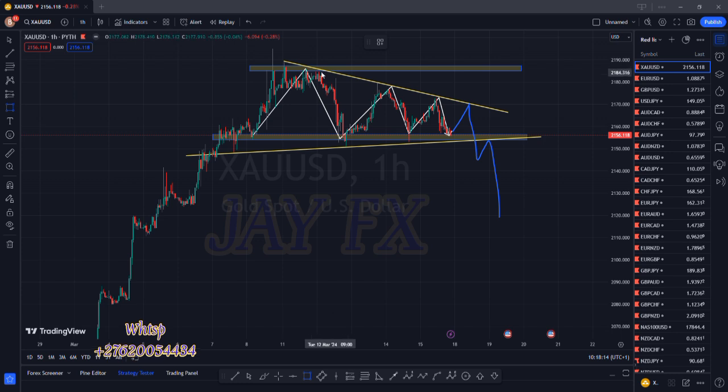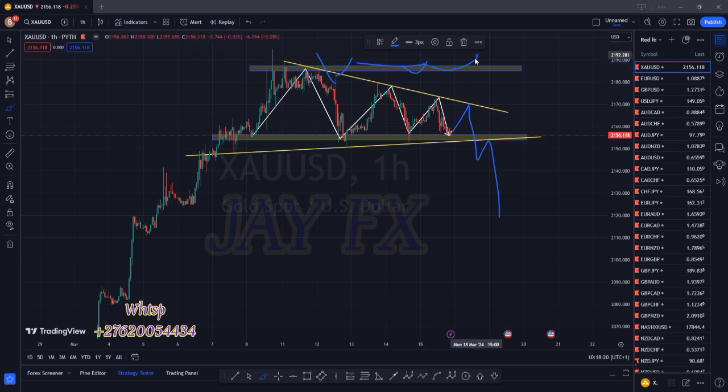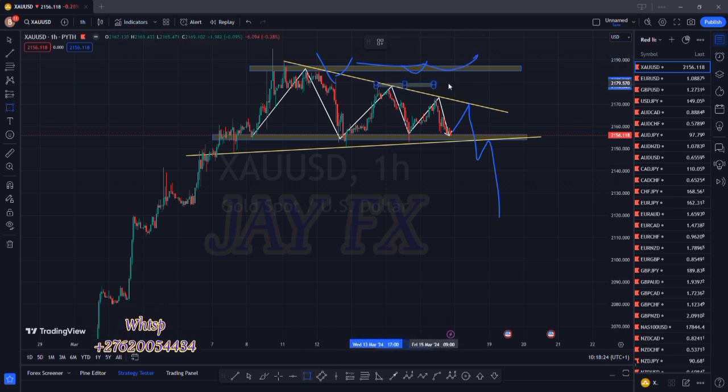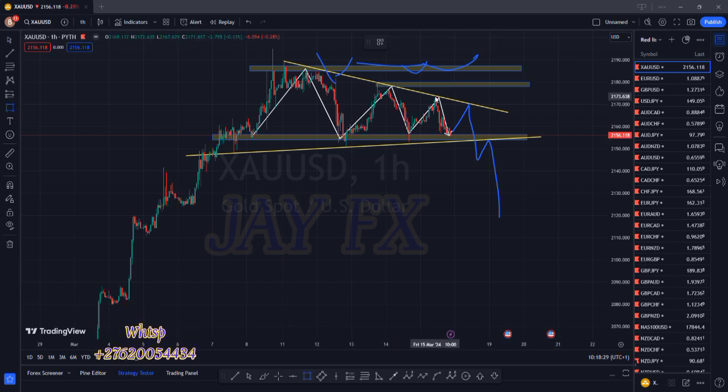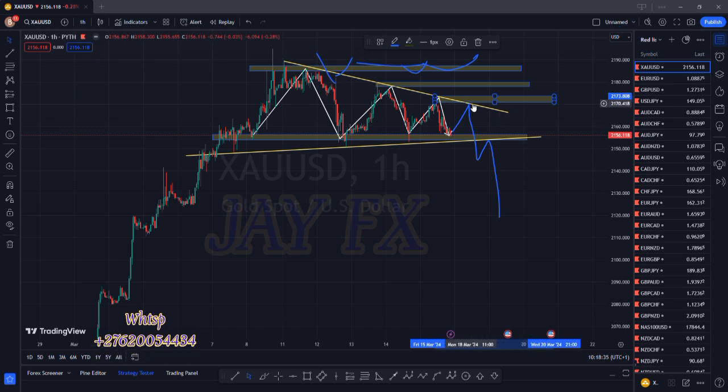Because after this resistance has been created and is stronger, we still have two zones: this zone and this one, where strong resistance is going to happen when the market tests this trend line. This is where strong resistance is going to happen from. That's why these two things are being expected.